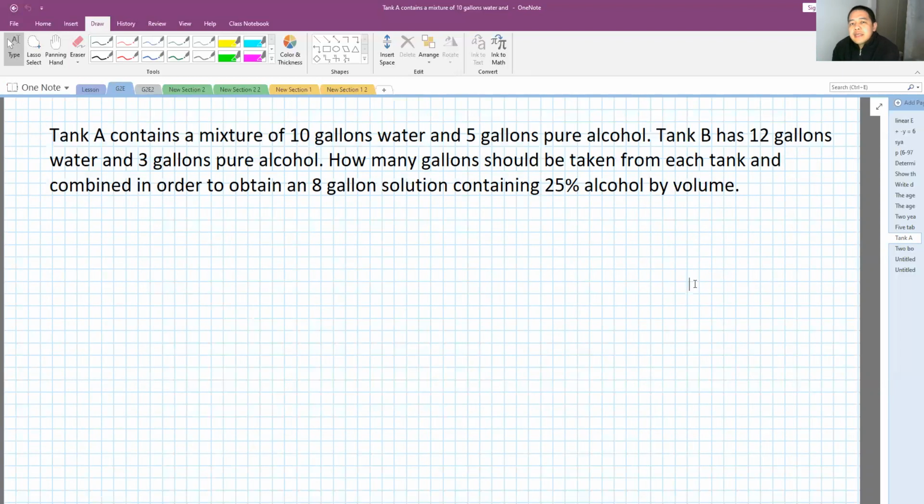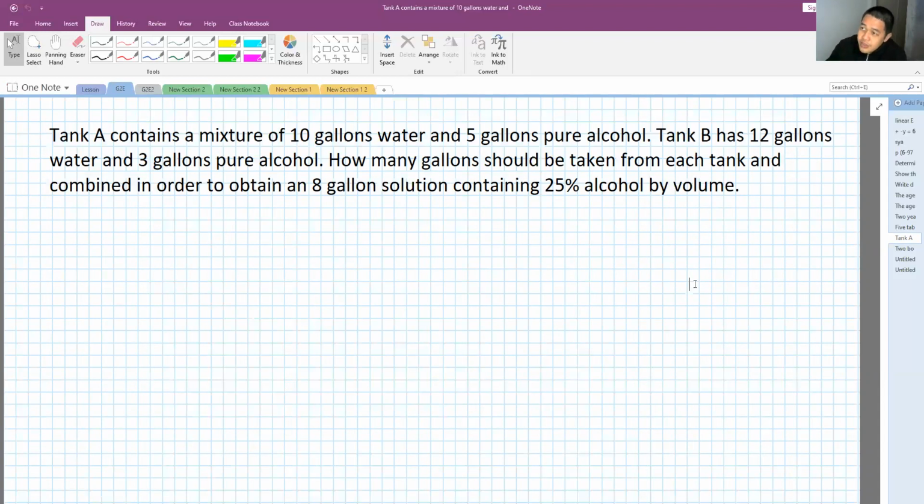So the question is like this. Tank A contains a mixture of 10 gallons of water and 5 gallons of pure alcohol. And then tank B has 12 gallons of water and 3 gallons of pure alcohol. The question is, how many gallons should be taken from each tank and combined in order to obtain a gallon solution containing 20% alcohol by volume?